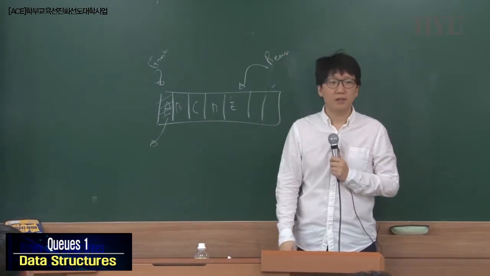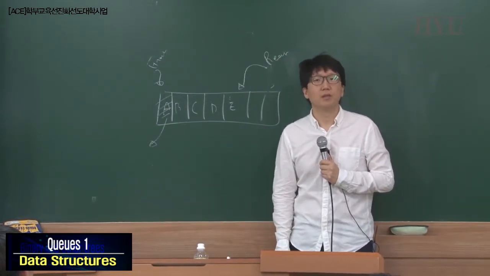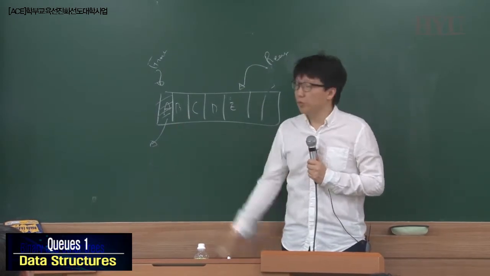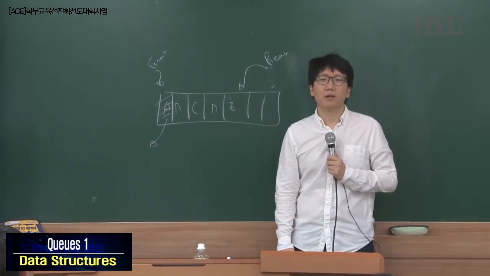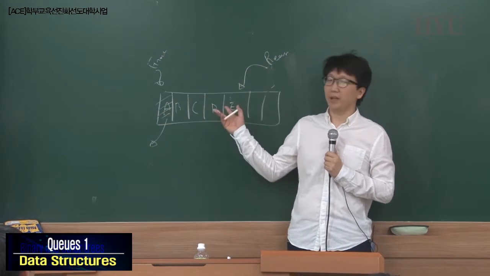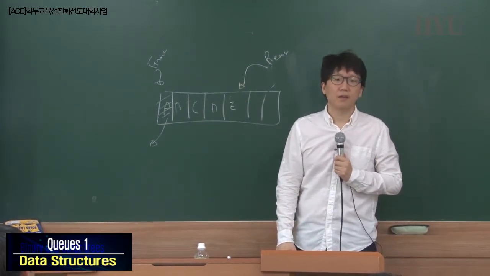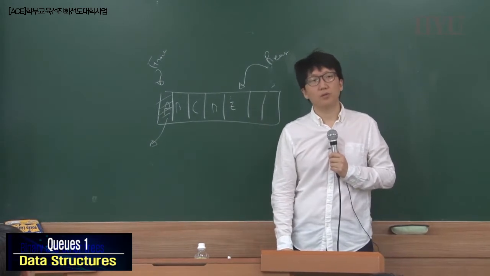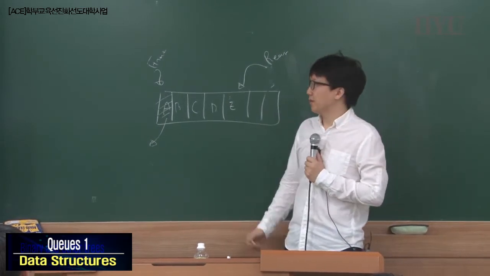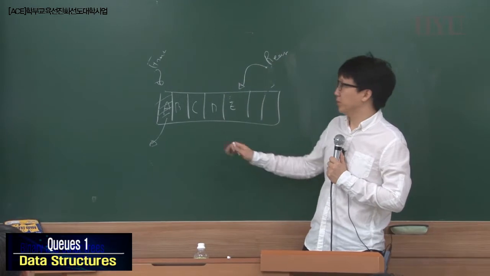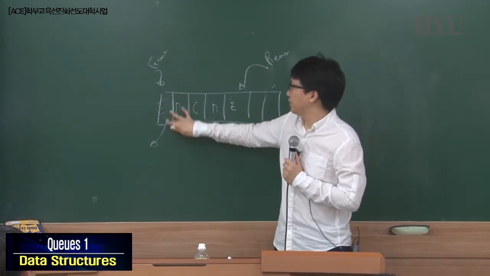Okay, at this moment I have two choices. Well, it might be the first choice. After I remove an A, what can I do? I need to do something, so I need to find out which one will be the next one. Okay, two ways. One might be the first way. Well, what do you have to do?